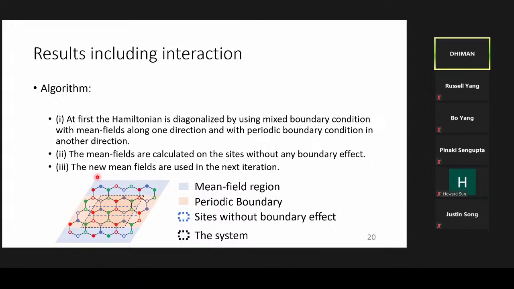We use the algorithm in the following way. At first, we diagonalize the Hamiltonian with the mixed boundary condition, because we have mean field along this direction and periodic boundary condition along this direction. After diagonalizing this, we determine the mean fields within this blue dotted box, and then we use this mean field again in the second iteration, and we finish the iteration when the result converges, or the mean field parameter converges to one value. After doing this, we get the following results.